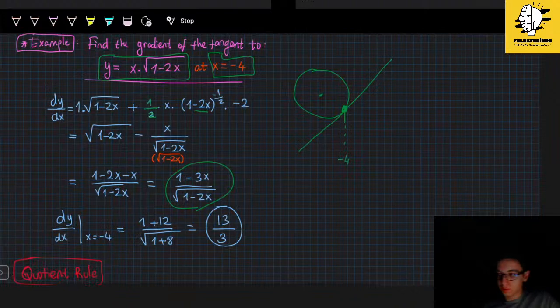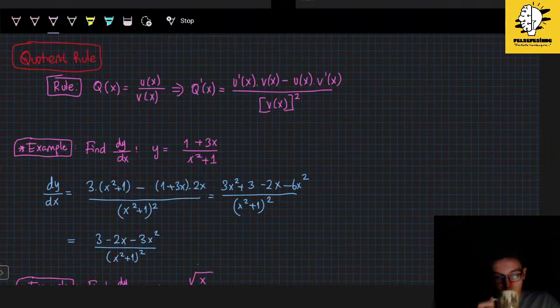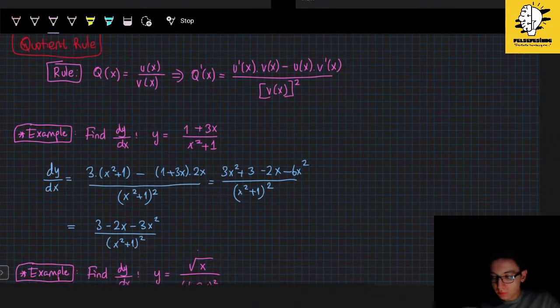Okay, let's move to the quotient rule. It is the last one, and then Brock. Oh no, it's not the last one. We have a lot of rules. Then we are going to apply these rules to different functions, like exponential and trigonometric.